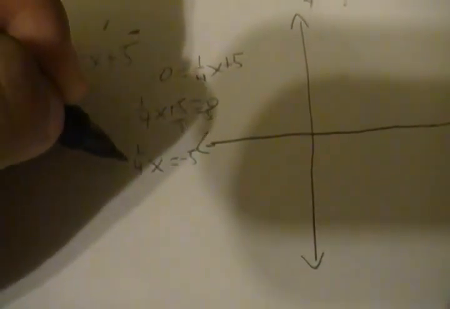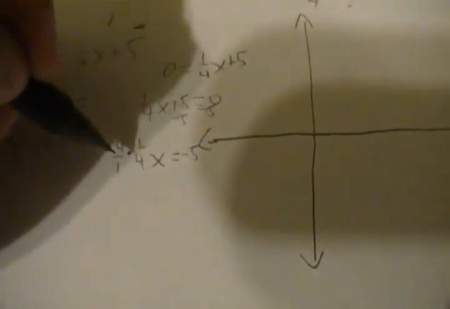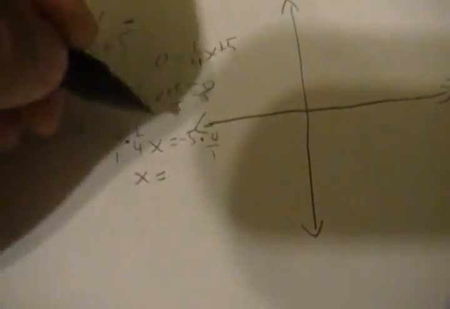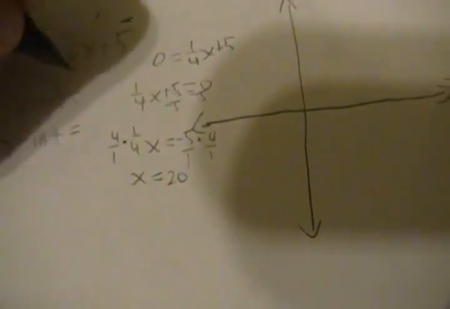Now to divide a fraction, remember that we said that you multiply it by its reciprocal. The reciprocal of 1/4 is 4/1. So let's multiply both sides by 4/1. So we have x is equal to, well, it's going to be -5/1 times 4/1, which is just 5 times 4. That is x equals 20. So the x-intercept is 20.